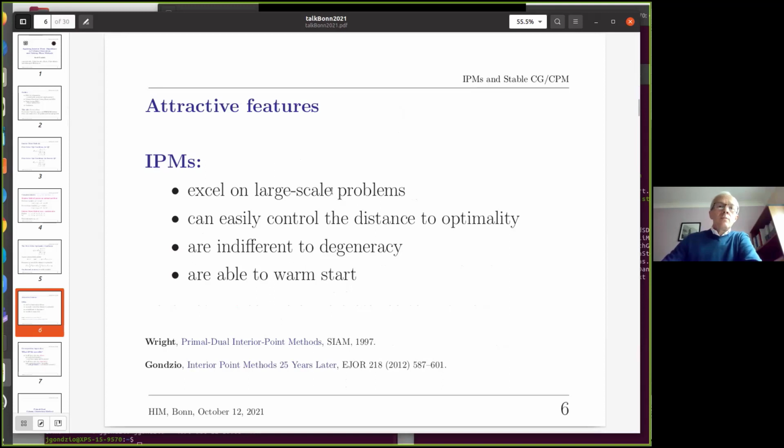Well, let me summarize. There are a few attractive features of interior point methods which we should take advantage of. First of all, they excel on large-scale problems. They can easily control the distance to optimality. They are completely indifferent to degeneracy, and they are able to warm start. And of course, if anybody is interested in some of the theory of it, they can follow the excellent book of the chair of the session or my survey written already a decade ago.